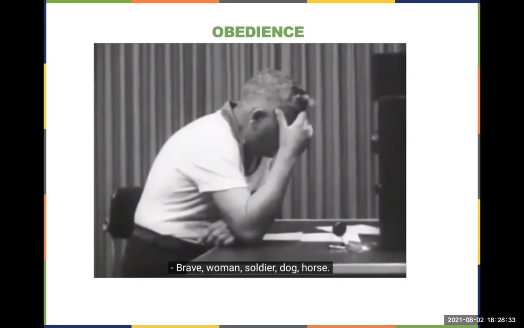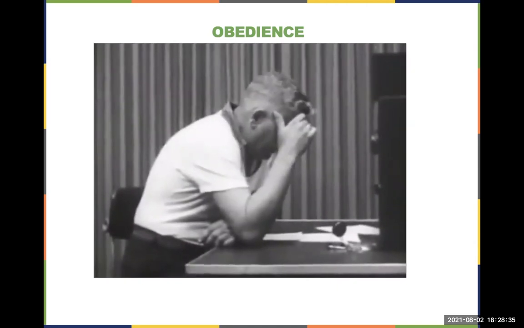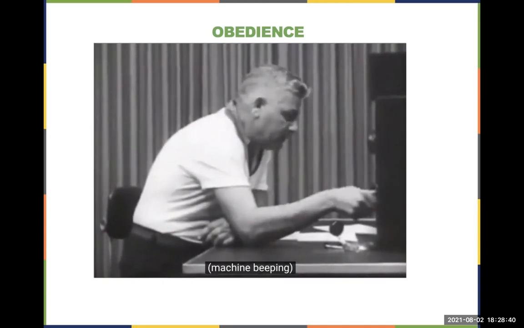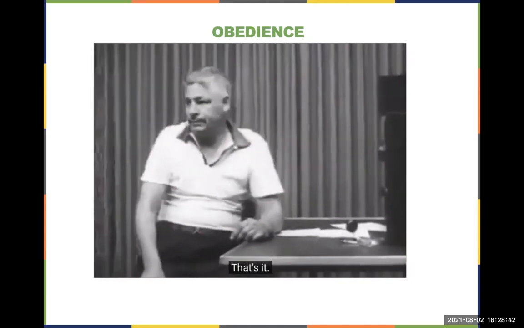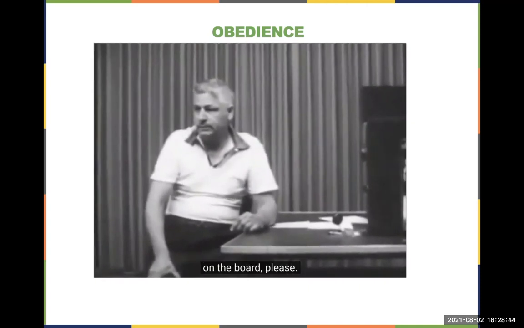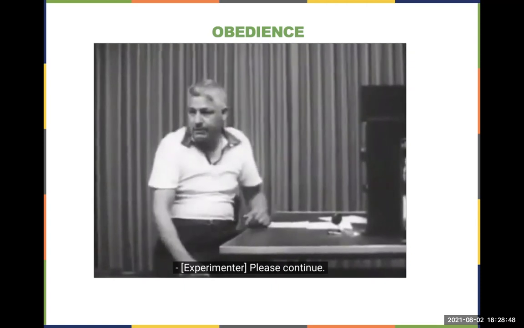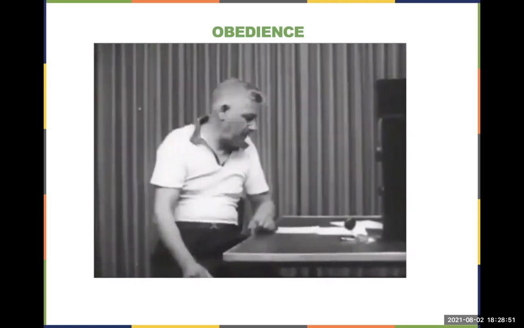Grave, woman, soldier, dog, horse. Answer is woman, 450 volts. That's it. Now continue using the last switch on the board, please. The 450 switch for each wrong answer. Continue, please. I'm not getting no answer. Please continue. The next word is white.